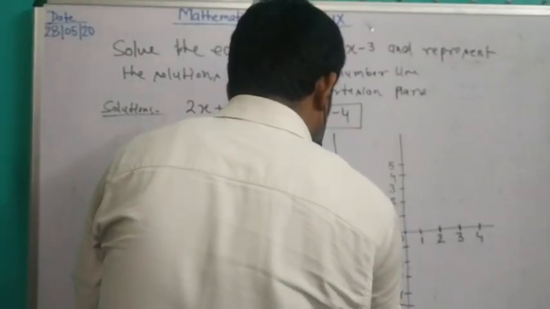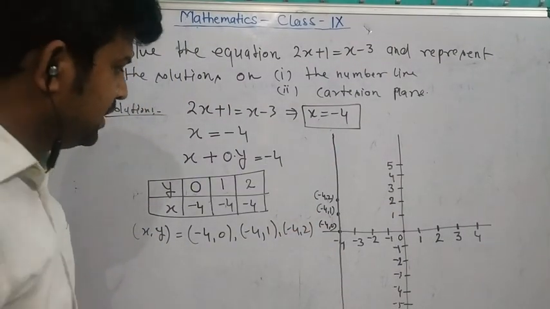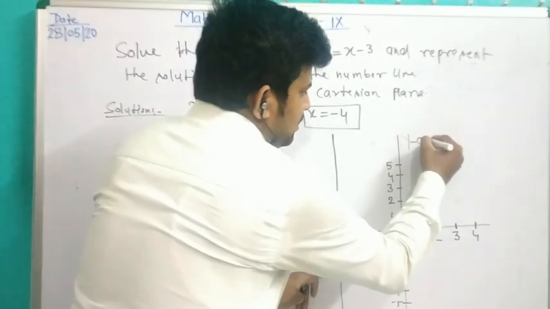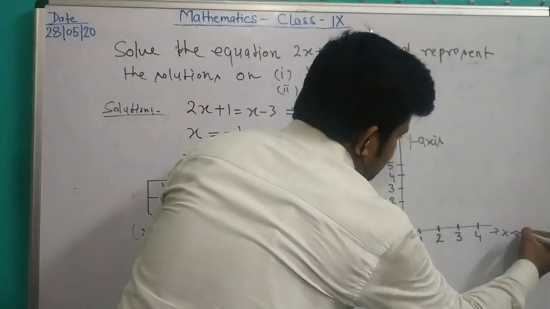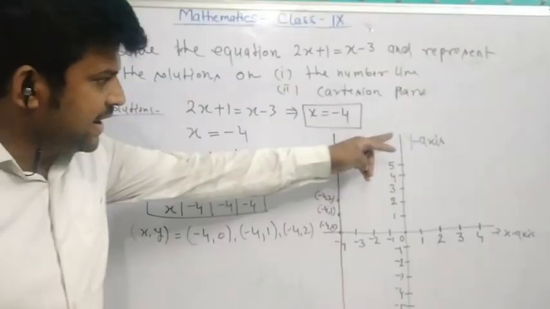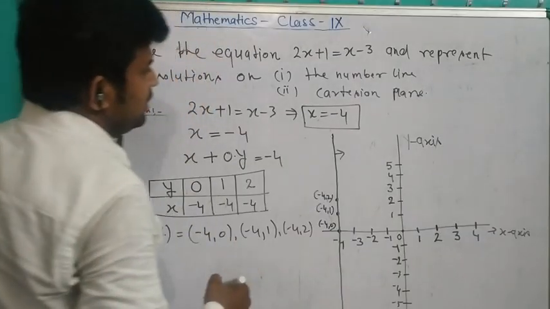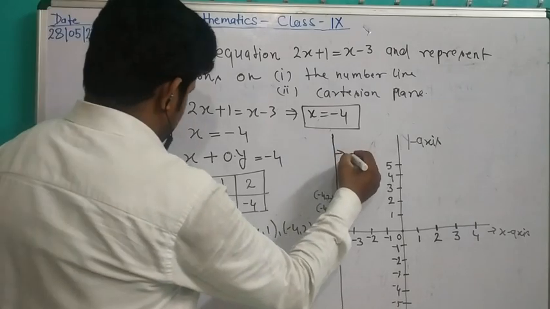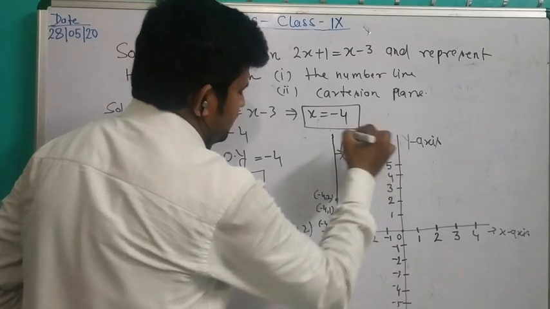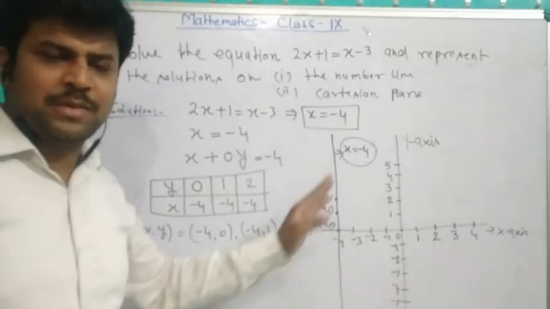This is the straight line, and this line is parallel to the y-axis. This is the y-axis and this one is the x-axis, and this straight line is parallel to the y-axis, and this line represents the equation x is equal to minus 4. This is the equation of x is equal to minus 4.